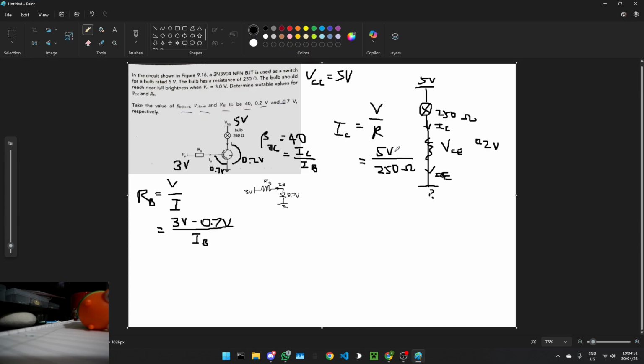Right, Jovaya? And if we calculate this, we get 0.02. Jovaya, am I right? Or do we have to minus 0.2 volts first?